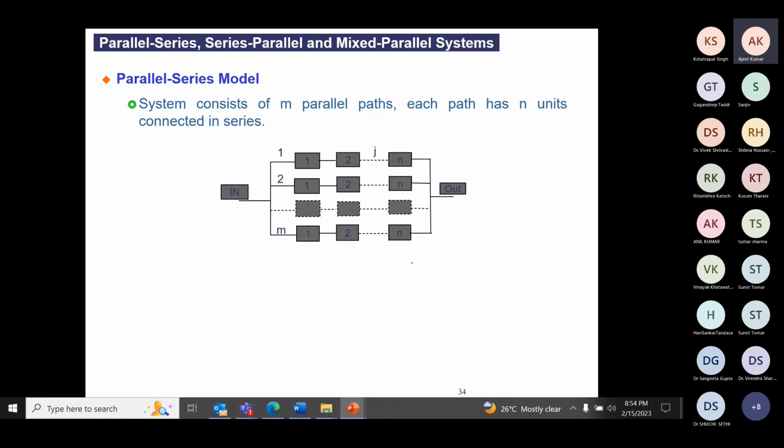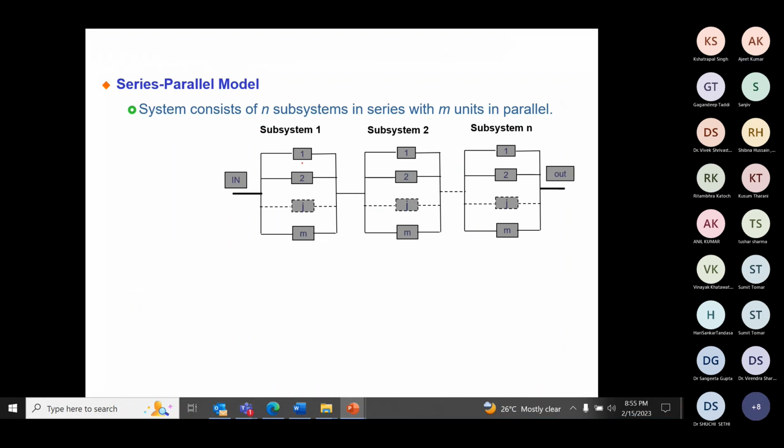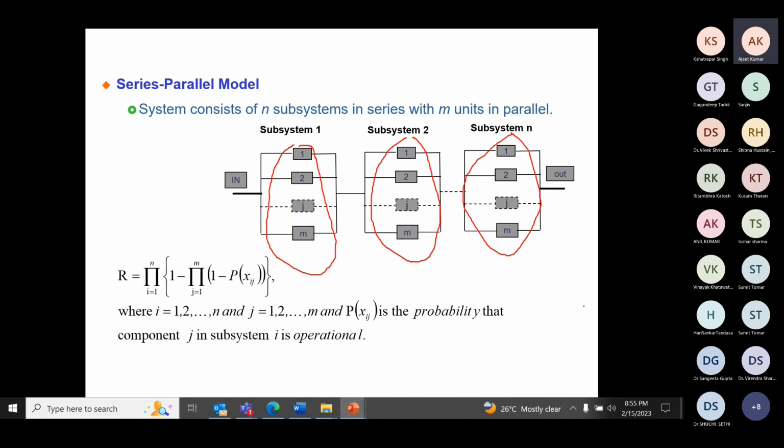Now, the parallel-series model. In a parallel-series model, you can see some parts are in series, some are in parallel. Some formula is there, but don't go on this. I will explain in the simplest way. This is from the book. Subsystem 1, subsystem 2: internally these are in parallel. Calculate this formula for this and this. So now it becomes 3 systems in series. Simple. There are general formulas for series-parallel and for parallel-series.